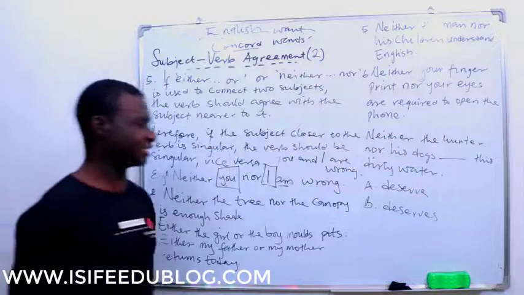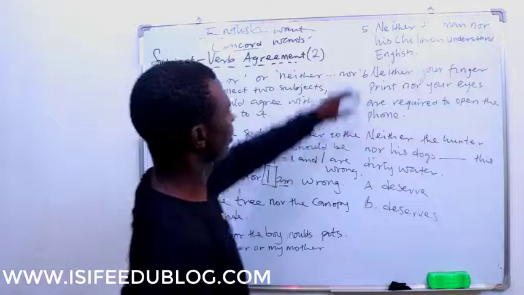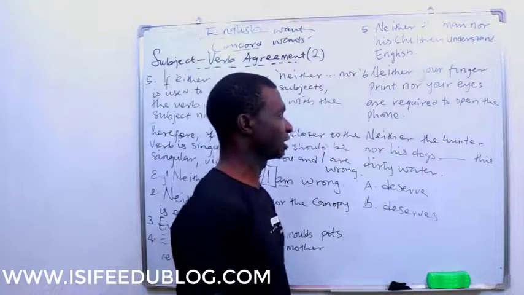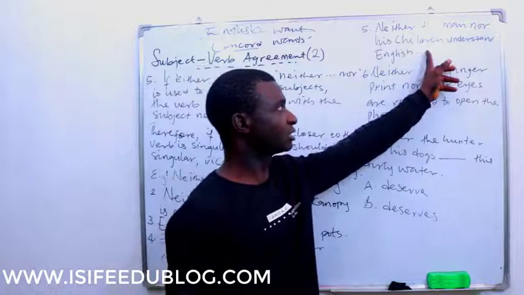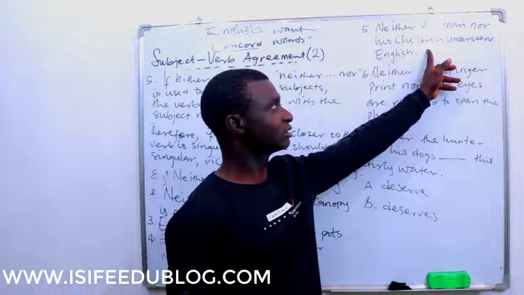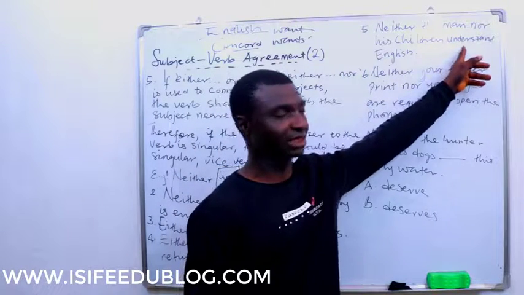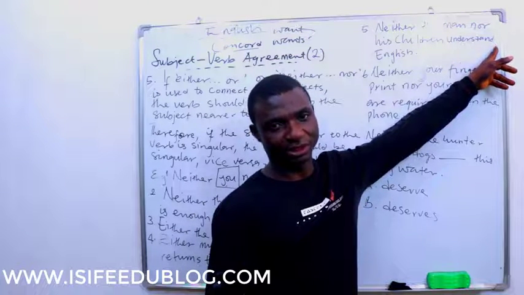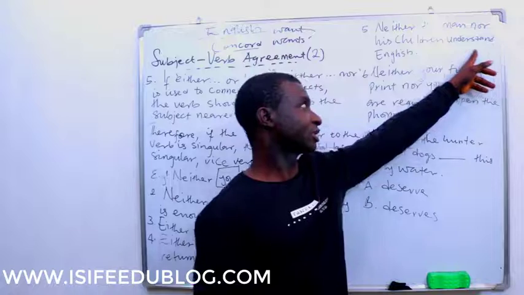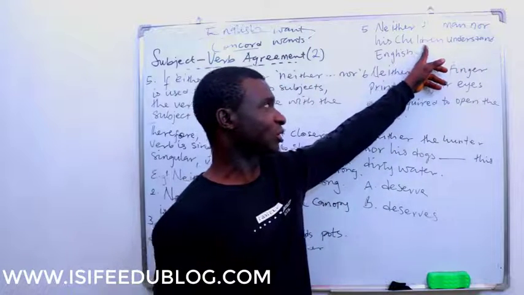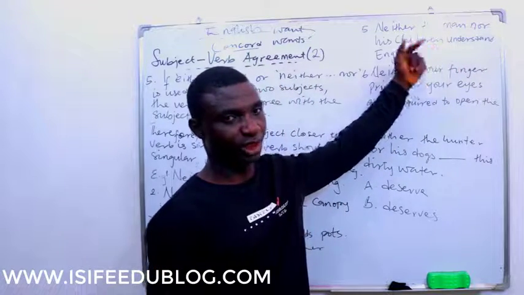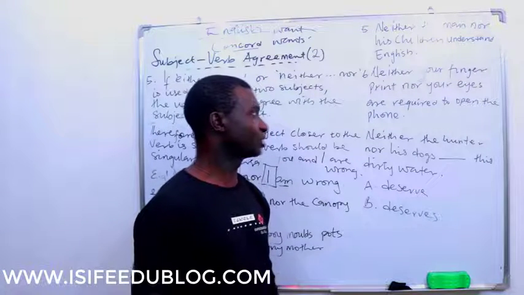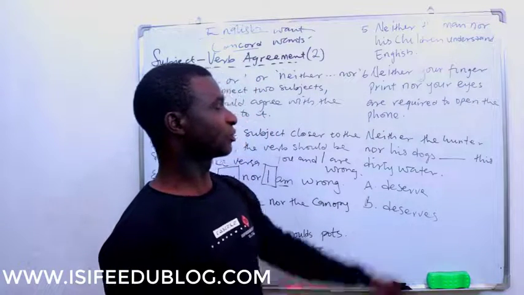Now look at this side of the examples. Neither the man nor his children understand English. Children is closer to the verb understand. That's why there is no S. We did not say understands, because the actual subject in control of the verb is children, a plural noun. Neither the man nor his children understand English.